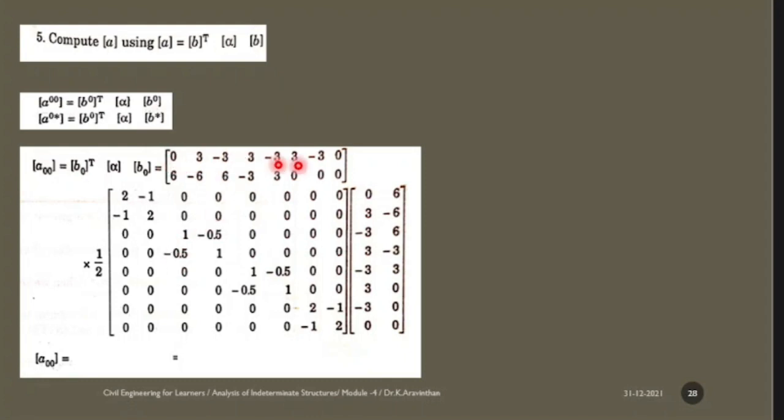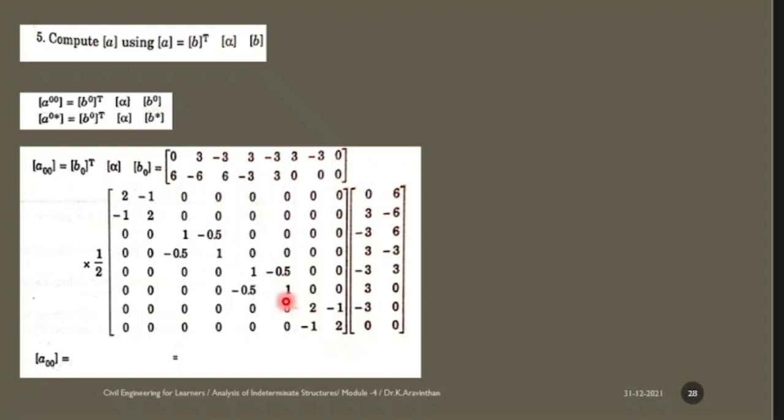Okay, next this row into this column. The same way you will be getting, minus 0.5 into minus 3 will be plus 1.5, and 3 plus 3. So you will be getting plus 4.5. The same way you will be getting for these columns.